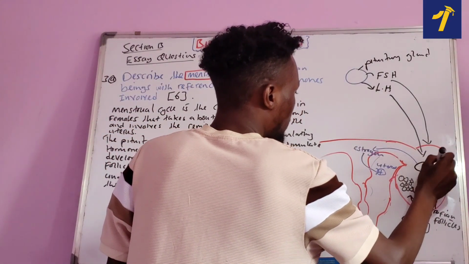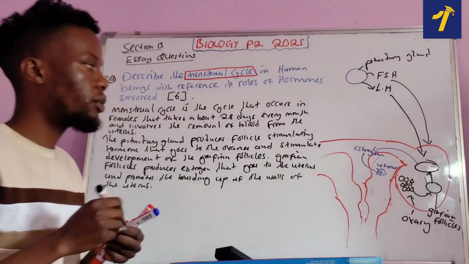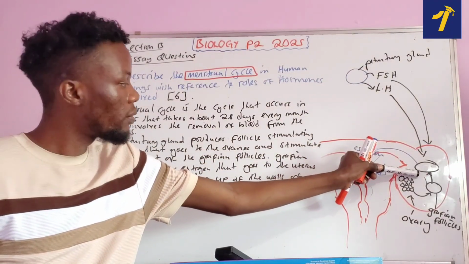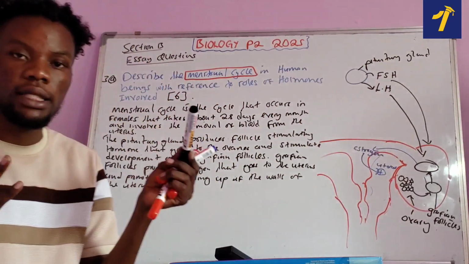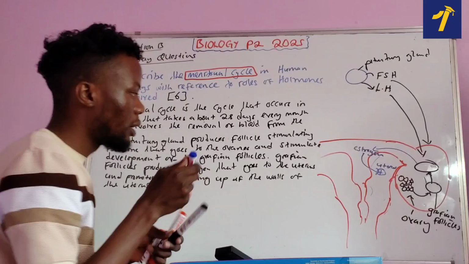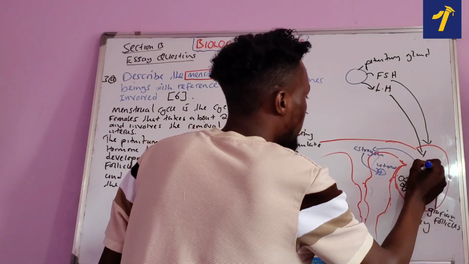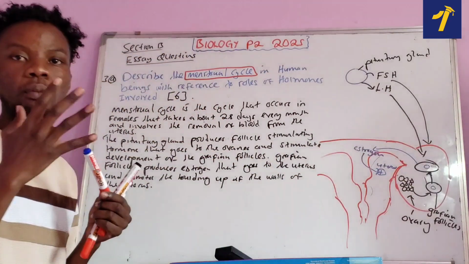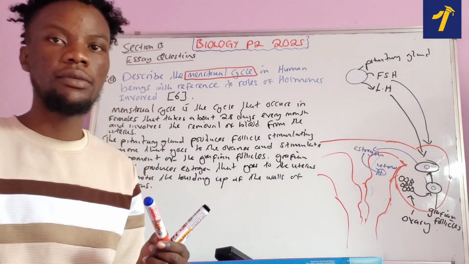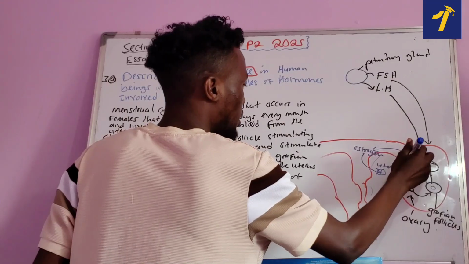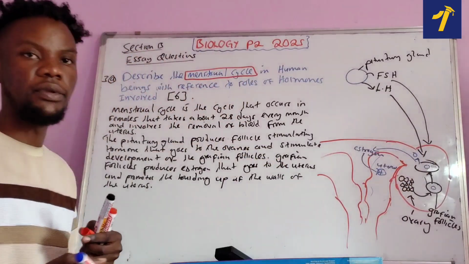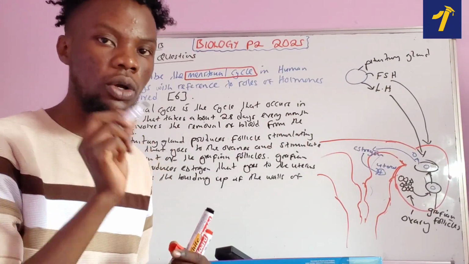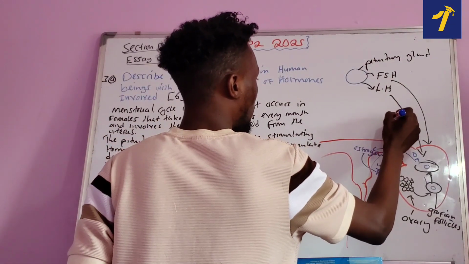Remember that this is the Graafian follicle that was developing. Now, if luteinizing hormone reaches the Graafian follicle that has developed, then what's going to happen? It will make sure that this Graafian follicle bursts and releases an egg. Remember that the Graafian follicles have an egg inside there. So this egg is going to be released into the fallopian tube. What we call this? We call it ovulation. So in simpler terms, luteinizing hormone stimulates ovulation.